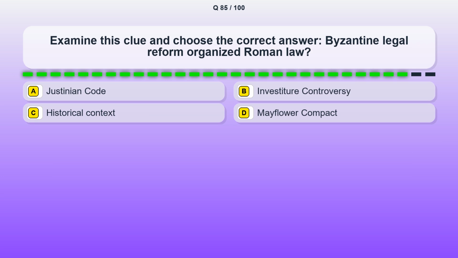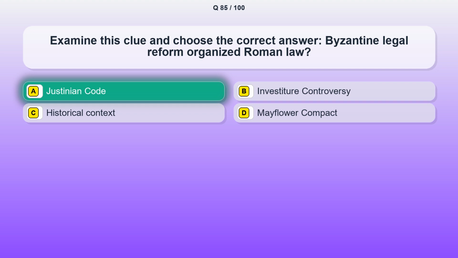Question 85. Examine this clue and choose the correct answer. Byzantine legal reform organized Roman law. Option A, Justinian Code. Option B, investiture controversy. Option C, historical context. Option D, Mayflower Compact.